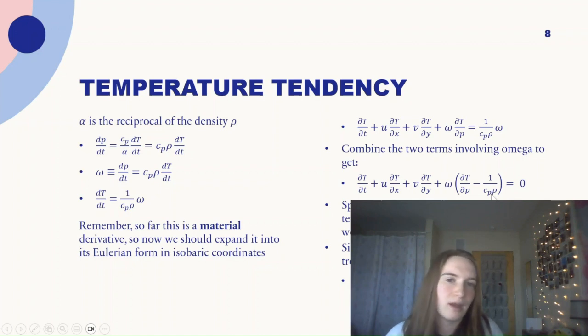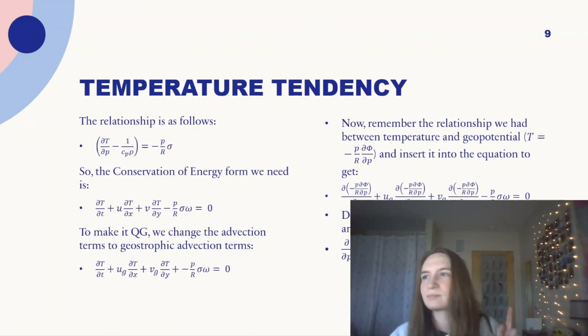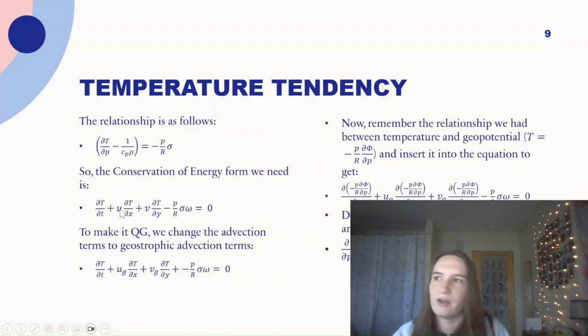Sparing you the proof yet again, you can express this in terms of a stability constant we call sigma, which is this. It's constant for the troposphere, so I did call it a constant. Here's that relationship, and then this is the conservation of energy form that we need. You see, we just have one term with omega. We have dT/dx times u, that's the u advection of temperature, the v advection of temperature, and then here's our tendency part. How is temperature changing with time?